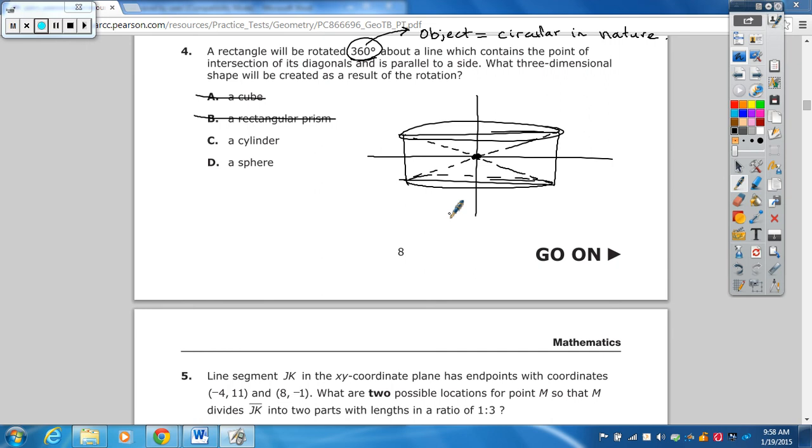Now I know I'm not the best artist there, and I did this bottom part kind of quickly. I should have kept it out here a little bit. Okay, but what I want you to see, I hope you see this cylinder right here.